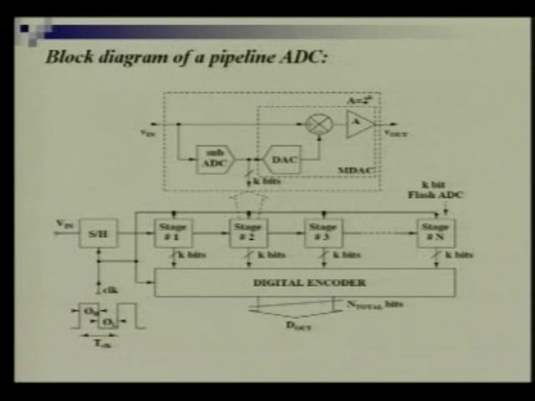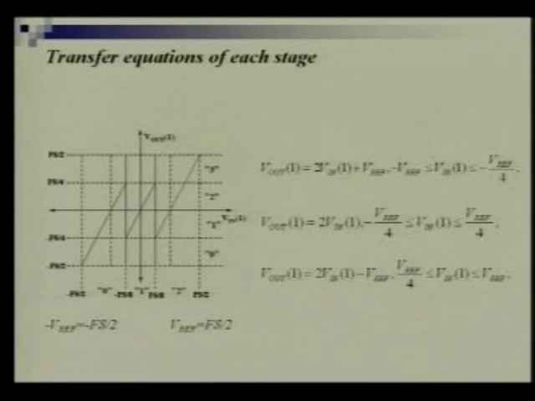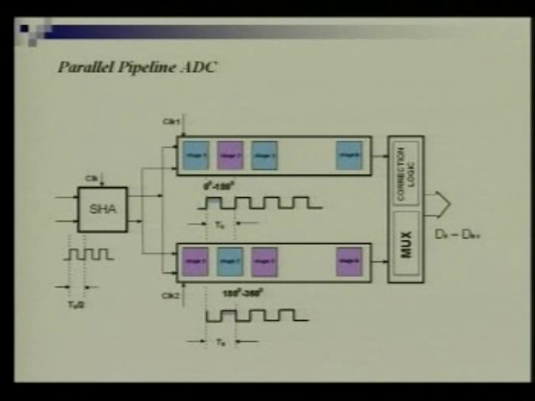In the pipeline architecture, from each stage you are getting k bits, and then you have a digital encoder from which you can take the digital output. It may be a little bit tough for you to understand at this stage, but this is just all the transfer equations in each stage. If you know the input and the reference voltage, you can find out what will be Vout1, Vout2, all these things. I'm just skipping this step.